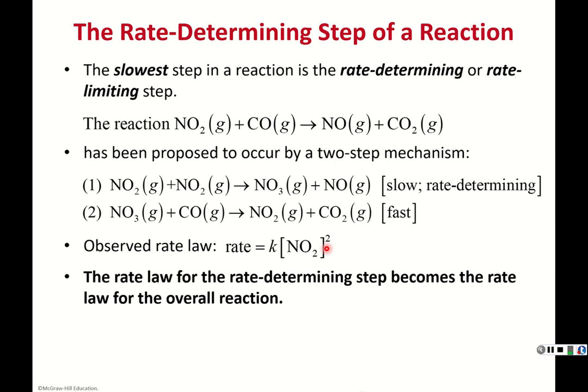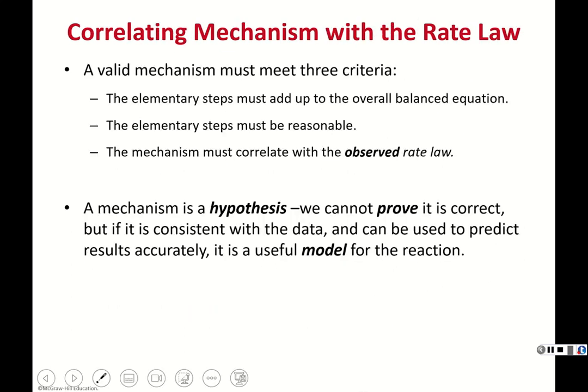And the rate law for that rate determining step becomes the overall rate law for the overall reaction, because the fast step doesn't really factor in. So how do you correlate the mechanism with the rate law? Well, a valid mechanism must meet three criteria. The elementary steps must add up to the overall balanced equation. So any steps you have in a reaction mechanism have to add up to that overall reaction.